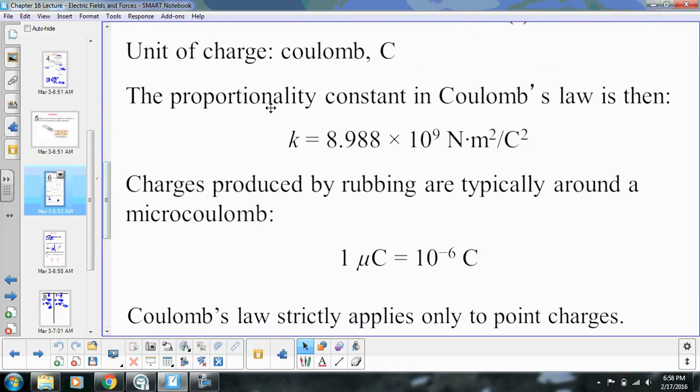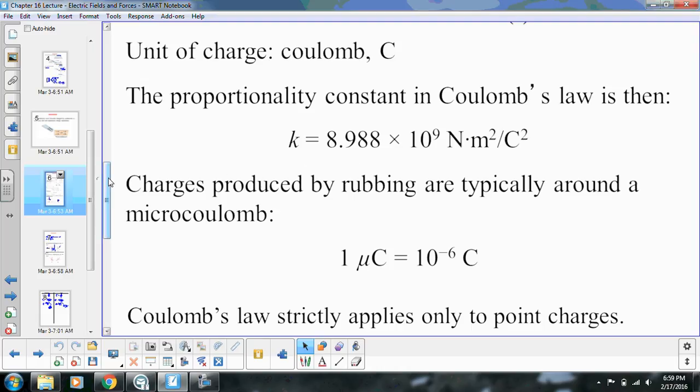The unit of charge we're using is a coulomb. It has a capital C as its, what do you call that? Symbol. We also need to know the proportionality constant in Coulomb's law, which is k, 8.988 times 10 to the 9th newton meter squared over coulomb squared. I usually just use 9 times 10 to the 9th because it's pretty darn close, and it's a lot easier to write.